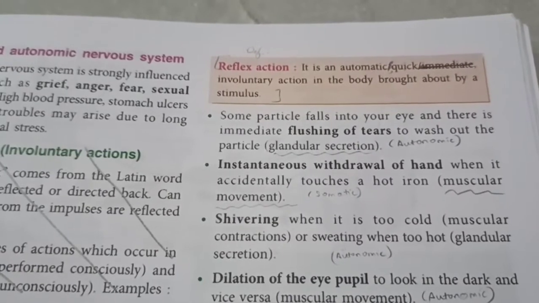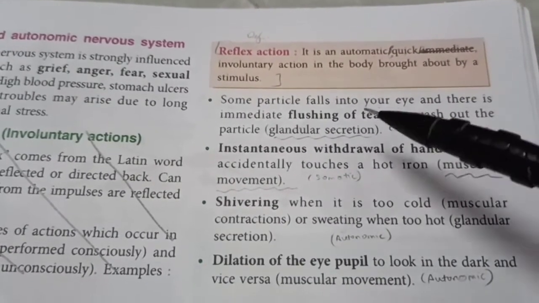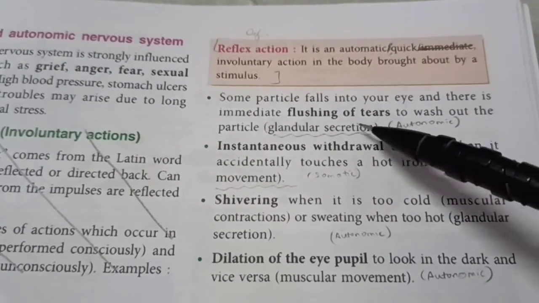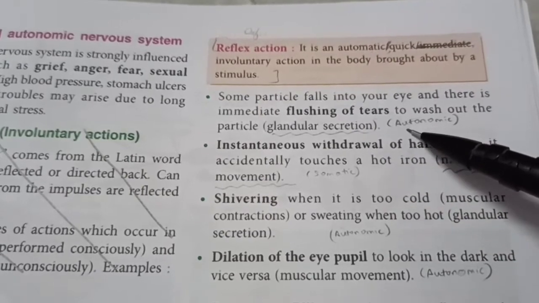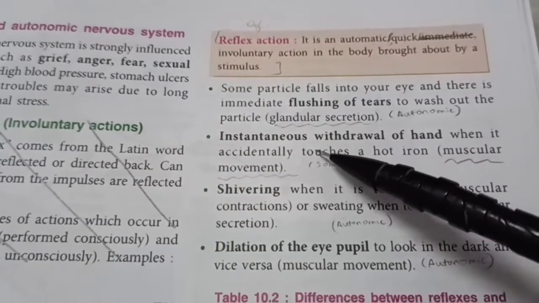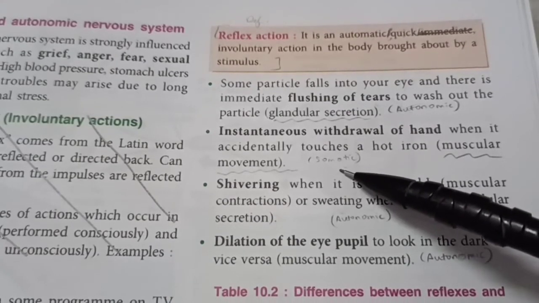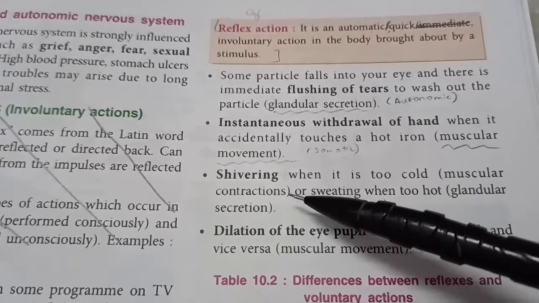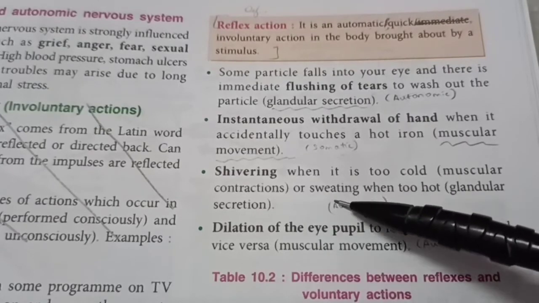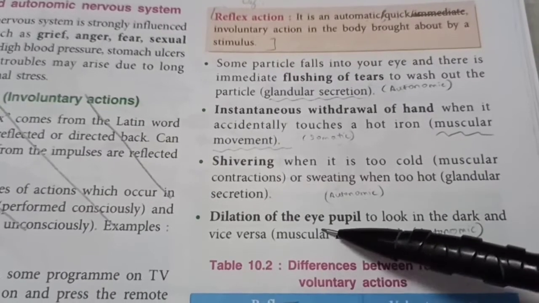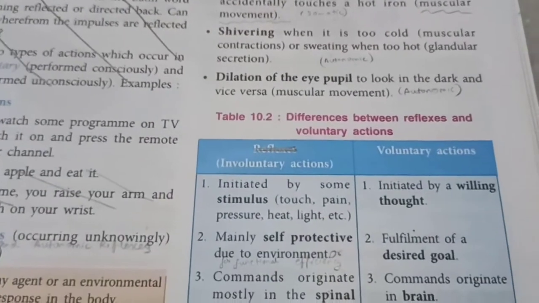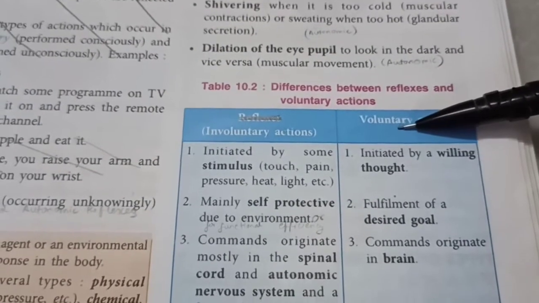Other examples of reflex action are flushing of tears, that is, you start crying when a particle gets inside. That's autonomic, by the way. Instantaneous withdrawal of hand, we just studied, that's somatic, because we are using the same nerves which we use for voluntary actions. Shivering when it's too cold, or sweating, they are autonomic. Dilation of the eye pupil is also autonomic. Learn the difference between an involuntary action and a voluntary action.